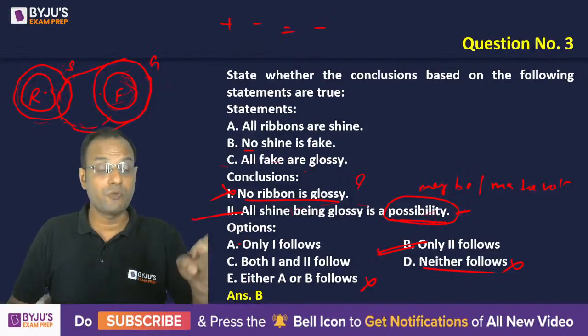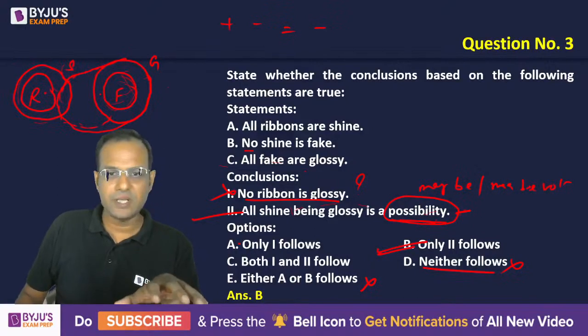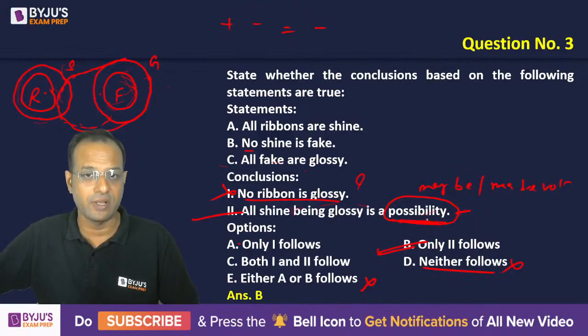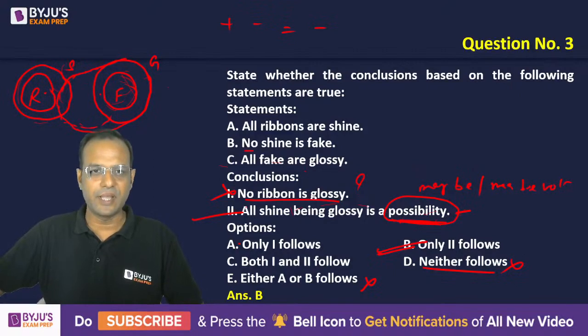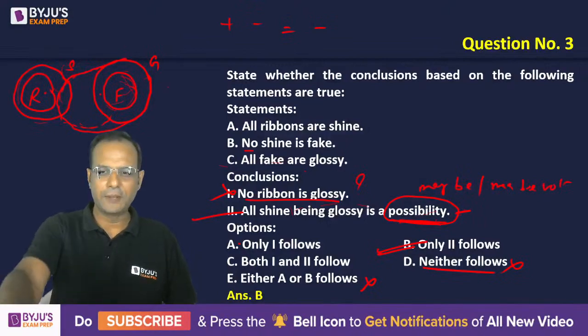It cannot be both one and two follow, Ritika. Ashni, Ritika, please understand. It cannot be both one and two follow because the word is possibility. Right? It is not going to certainty. That is why we will go with B and not the others.